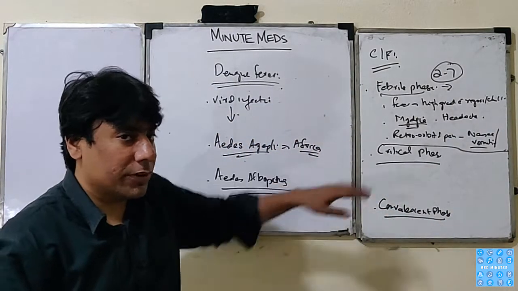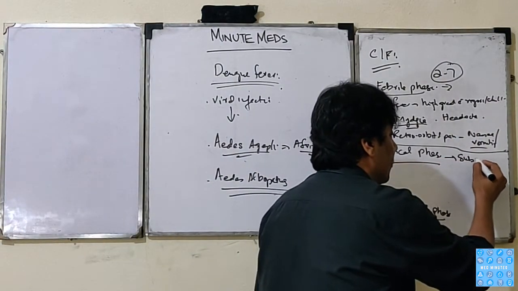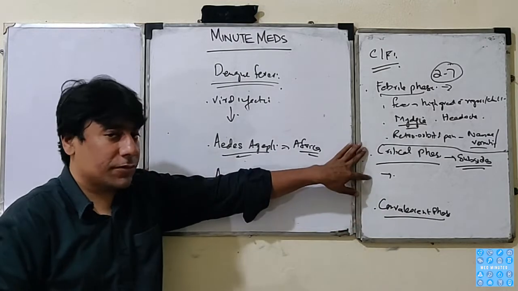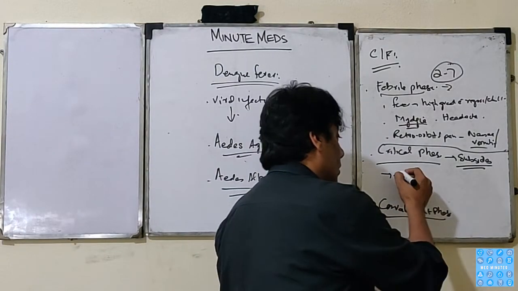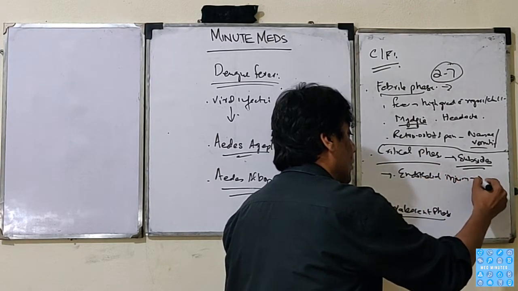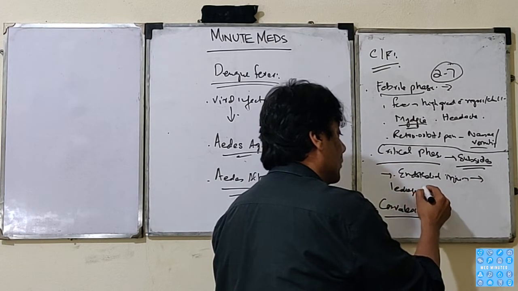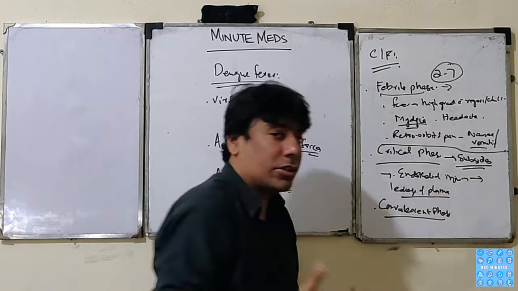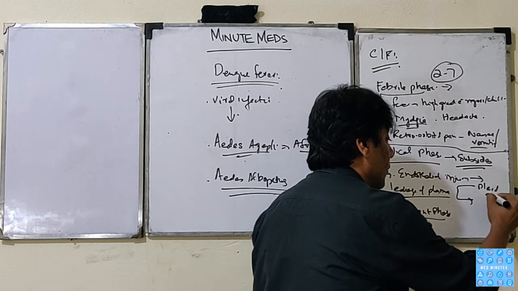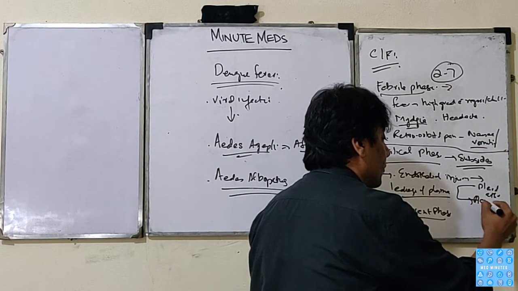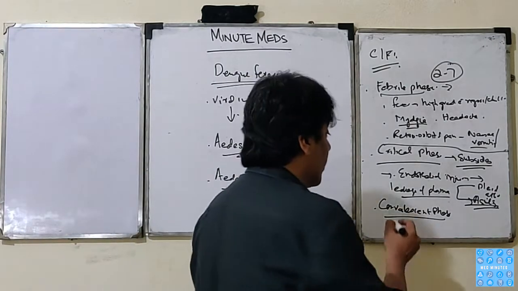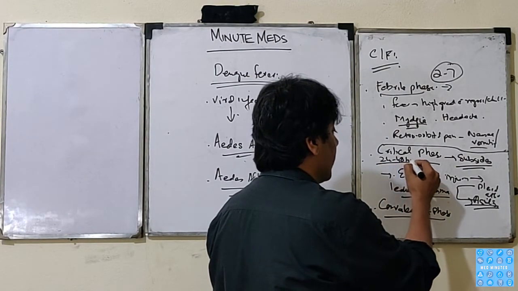Then in the critical phase, the fever subsides. We call it the critical phase because this is when the actual disaster occurs, the endothelial injury. This endothelial injury leads to leakage of plasma into the third spaces, and that leads to pleural effusions or ascites. The critical phase usually lasts 24 to 48 hours.